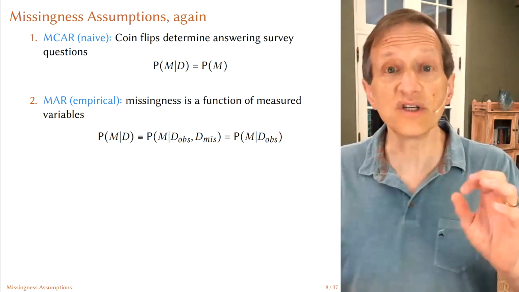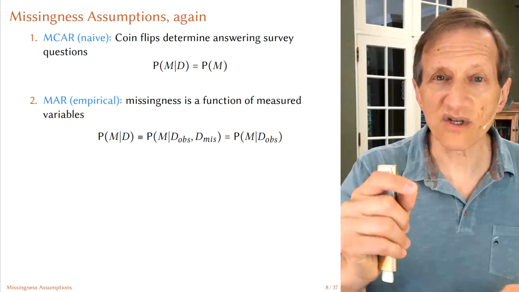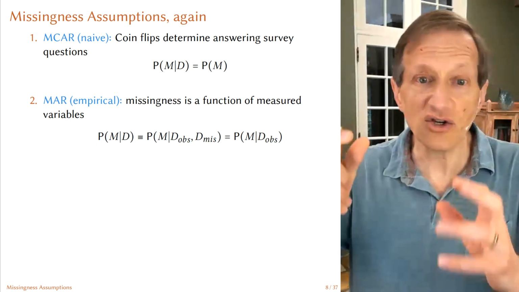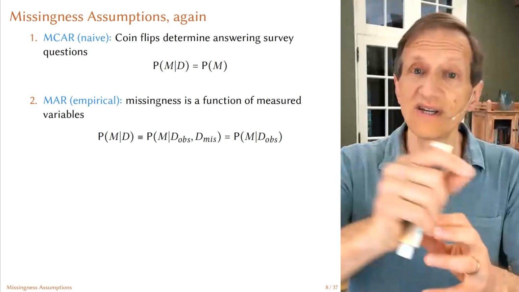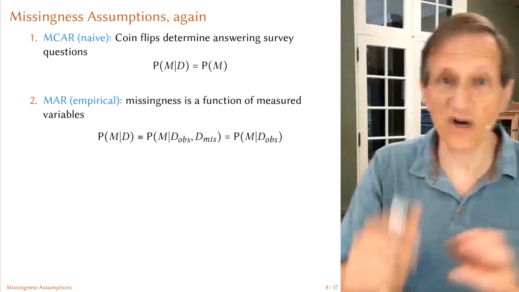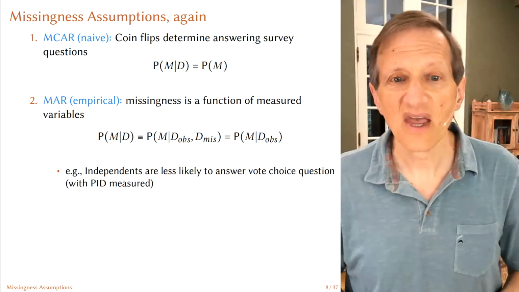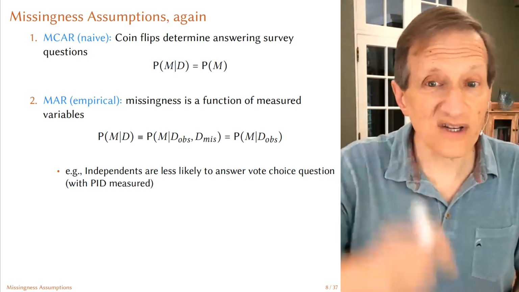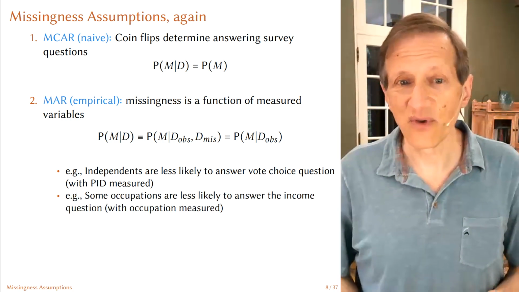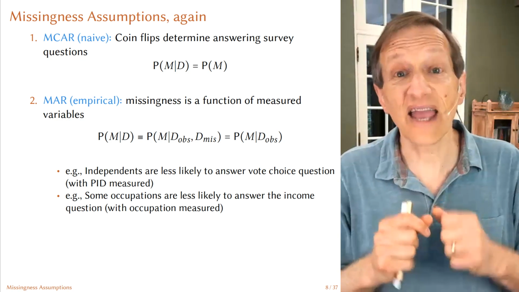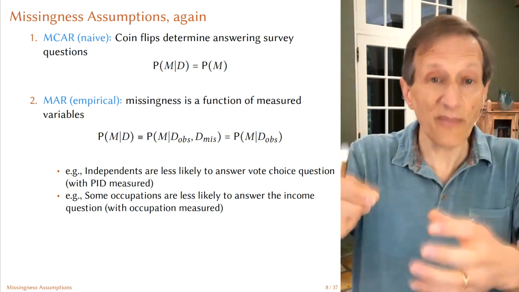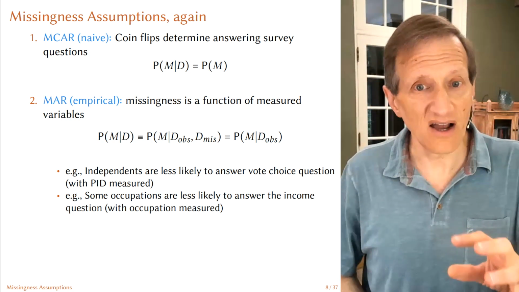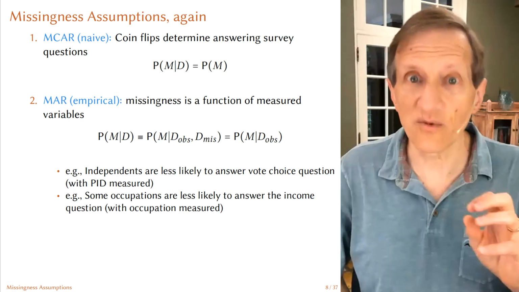We drop D miss, which means that MAR assumes that those blue values, the true values of the missing data, are not necessary to predict which people answer which questions and which questions are answered by which people. So independents are less likely to answer the vote choice question with partisan identification measured. Or some occupations are less likely to answer the income question with occupation measured and used as a predictor. Okay, so that's the second approach. It's an empirical approach. It's the one we're going to focus on.